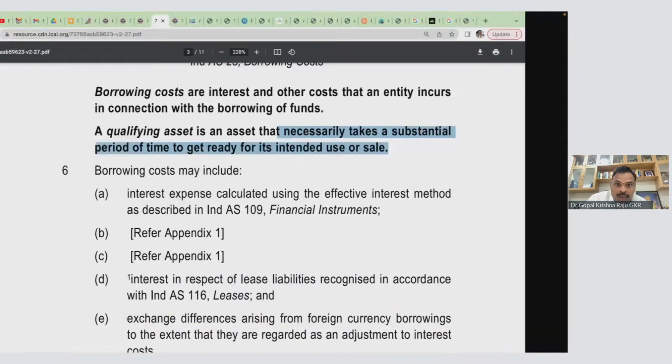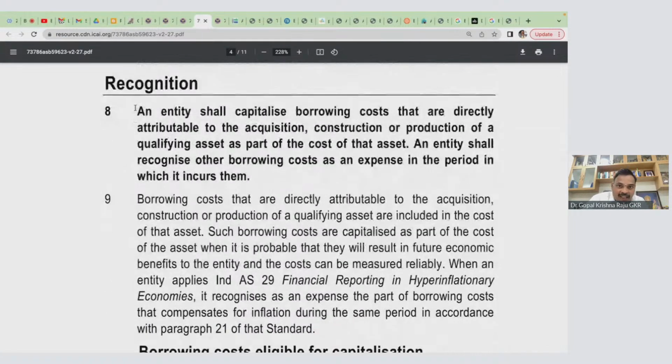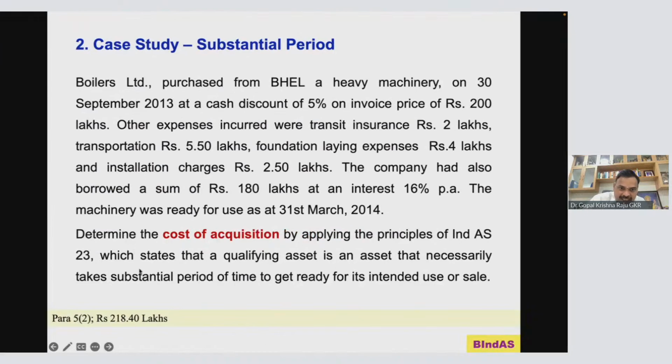So I want to make a very important point here. Recognition: the entity shall capitalize costs that are directly attributable to the qualifying asset, and I will only capitalize till it is ready for use. After it is ready for use and you are using it for your production, you have to charge it to revenue. Now, applying the standard, which states that a qualifying asset necessarily takes a substantial period to get ready for its intended use, I am presuming that the machinery was ready for use at 31st March only. That means till 31st March, whatever interest you pay, you have to capitalize it.